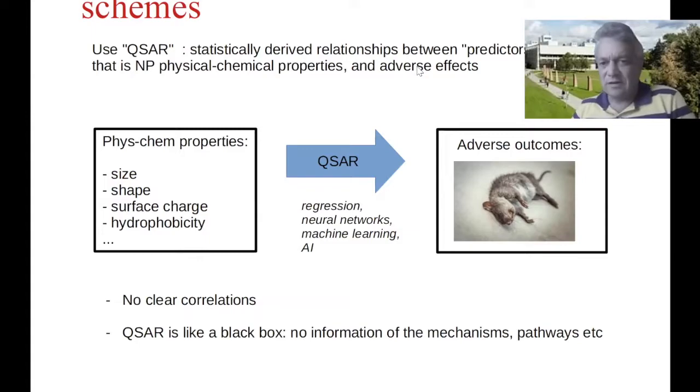However, it turned out that for nanotoxicity it was very difficult to find correlations, because the whole way from how nanoparticles go inside the organism to the effects is very long, and it's difficult to find any correlation except the concentration of the nanoparticles. And also, such QSAR methods act like a black box. Even if they can give a prediction in some cases, there is no information about mechanisms.